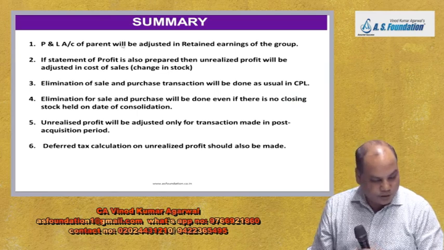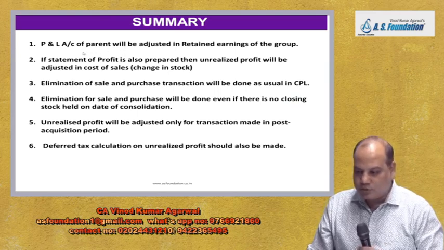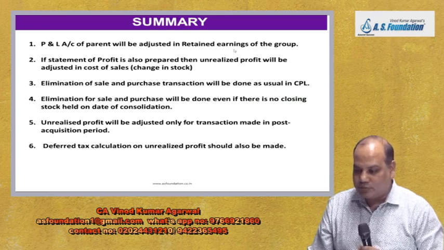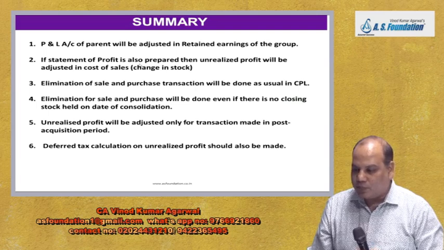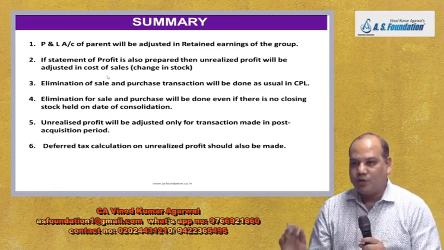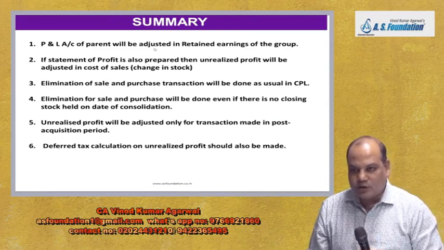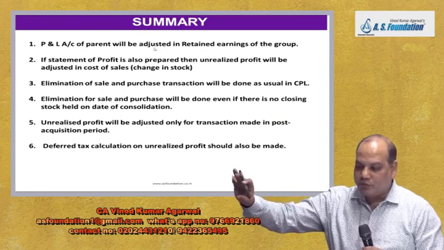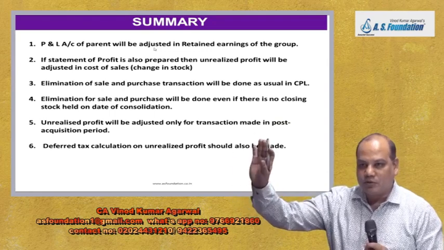So the summary of this last page is as follows. P&L account of parent will be adjusted in retained earning of the group. So when you are preparing the SOFP, reduce it from retained earning. There will be questions like this: prepare only SOFP, then this treatment will apply. Reduce from inventory, reduce from retained earning. In case of upstream, reduce from NCI also.